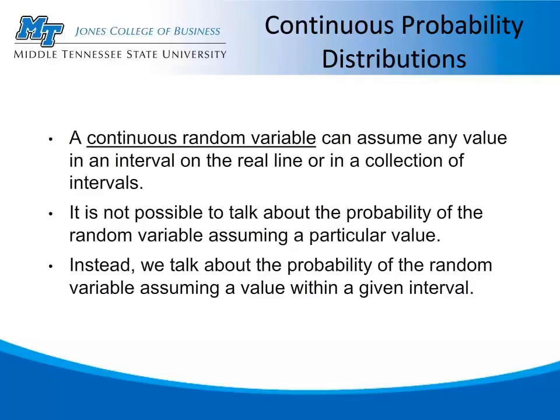Now when you have a continuous variable, you can assume any value that's in an interval. You can always keep subdividing it finer and finer and finer. But what you can't do is talk about the probability for a particular value. A point has no width, so there's no probability associated with a point. You have to have an interval in order to have a positive probability with a continuous probability distribution. In some ways, that makes these easier to deal with than you do with the discrete.